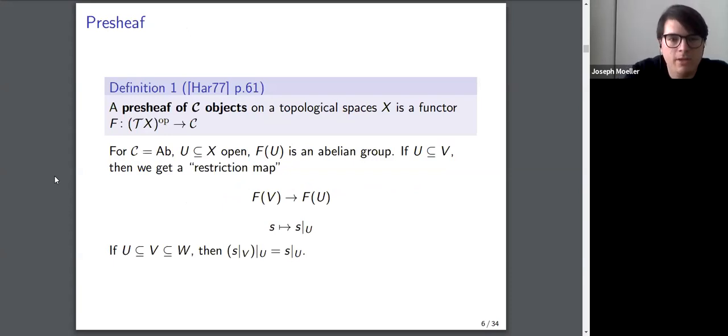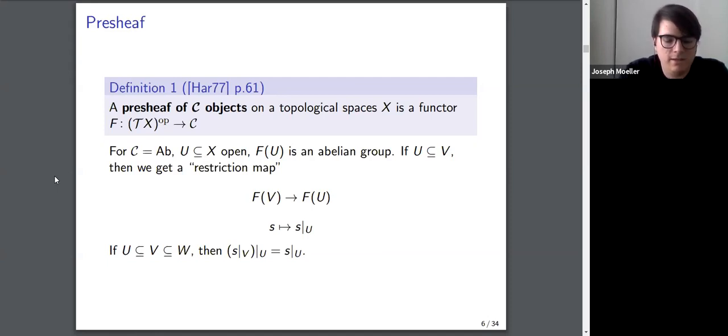So I'm starting all the way back at presheaves just because I don't know exactly how much category theory or how much algebraic geometry people in here know. So I'm just starting at presheaves. So a presheaf of C objects, where C is some category, on a topological space is a functor from Tx op to C.